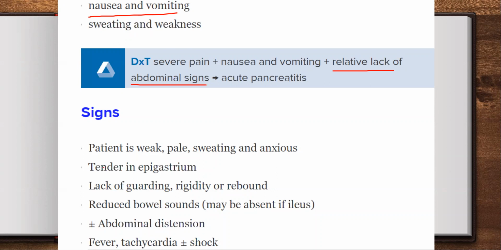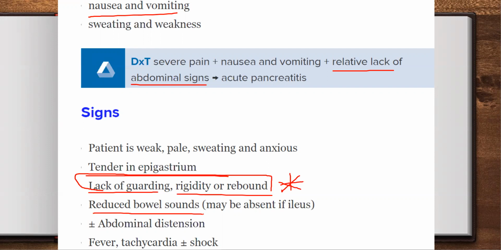So what are the signs you can get? Patient can have tenderness in the epigastrium, but lack of rigidity, guarding, or rebound tenderness. So that's one of the important findings that you want to think about. So a patient with pancreatitis usually doesn't have rigidity, guarding, or rebound tenderness. Reduced bowel sound can happen only if the patient develops ileus, which is not always present.